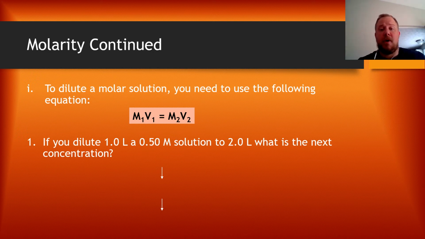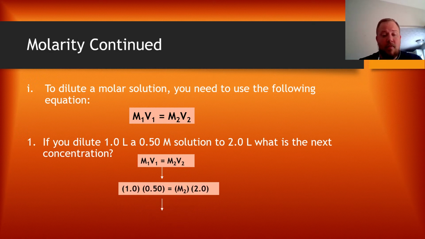Okay, so let's take a look at the problem down below. It says if you dilute 1 liter of 0.5 molar solution to 2 liters, what is the new concentration? So again, we start off with our equation, and I'm going to go ahead and put things into my equation. So we have 1 liter of solution times 0.5 molar equals, we don't know the second concentration, M2, times 2 liters. So I'm solving for M2, so I'm going to rearrange this. So I'll have 1 times 0.5 divided by 2. When I solve that out on my calculator, I should have come out with 0.25 molar.